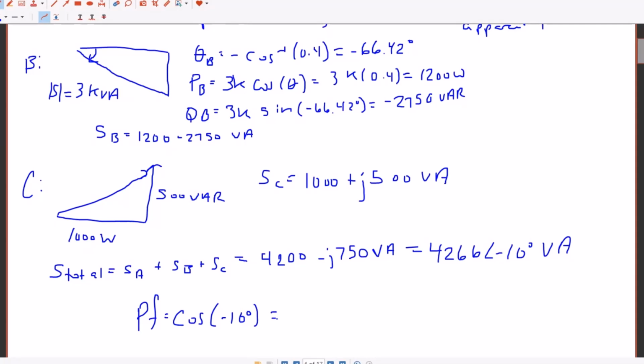0.985 lag. Very good. Are there any, oops, is it lag? Wait a minute. Hold up. Is it lag or leading? It's leading.